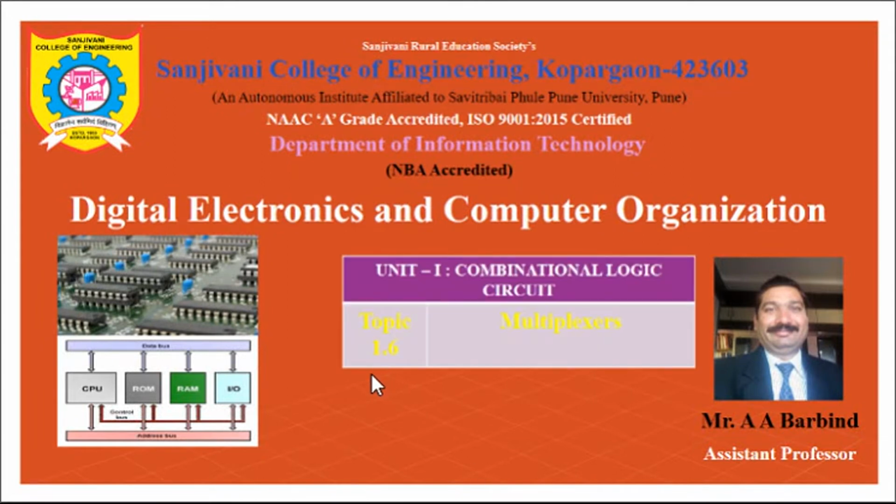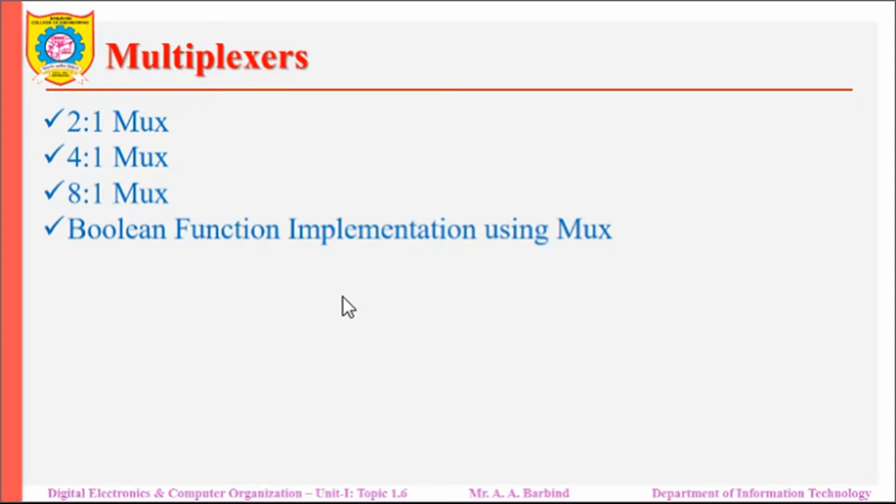In this video, you will learn topic 1.6 multiplexers from Unit 1 Combinational Logic Circuit. This is the outline of the topic multiplexers. In the beginning we shall see 2:1 multiplexer, then 4:1 multiplexer, then 8:1 multiplexer, and finally Boolean function implementation using multiplexers.